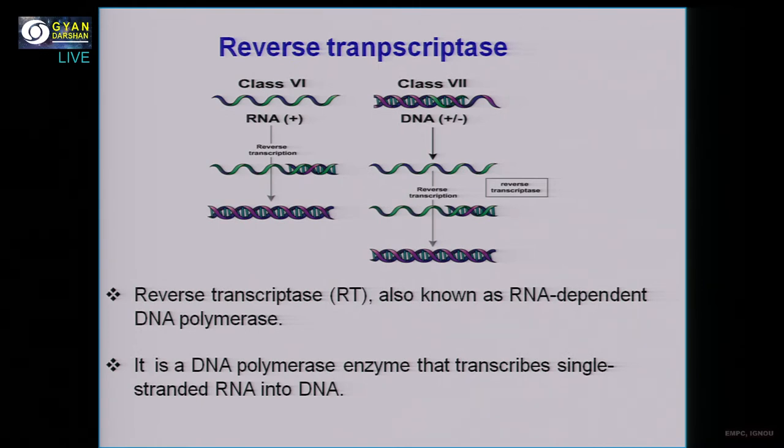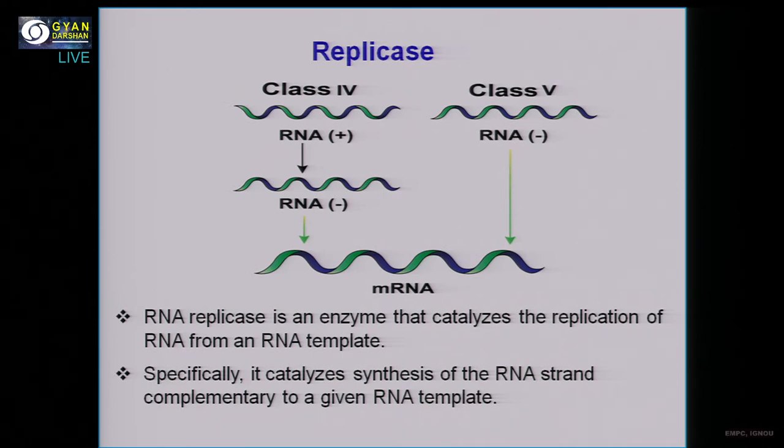Another very important enzyme is known as the reverse transcriptase enzyme. It is known as the RNA dependent DNA polymerase. In this case, it is the DNA polymerase enzyme that transcribes single stranded RNA into DNA. So it is a very important enzyme. It will work on the RNA, and the RNA gets changed into the DNA. So reverse transcriptase is a very important enzyme.